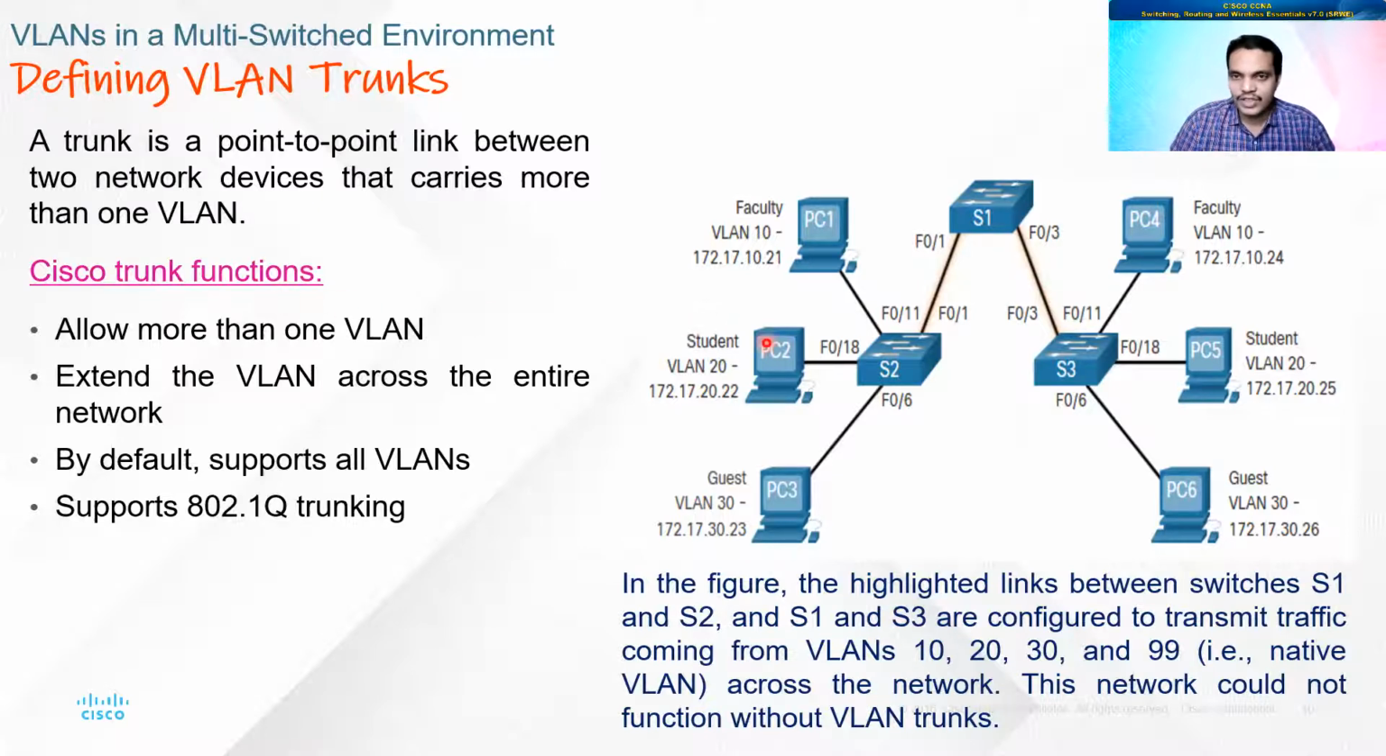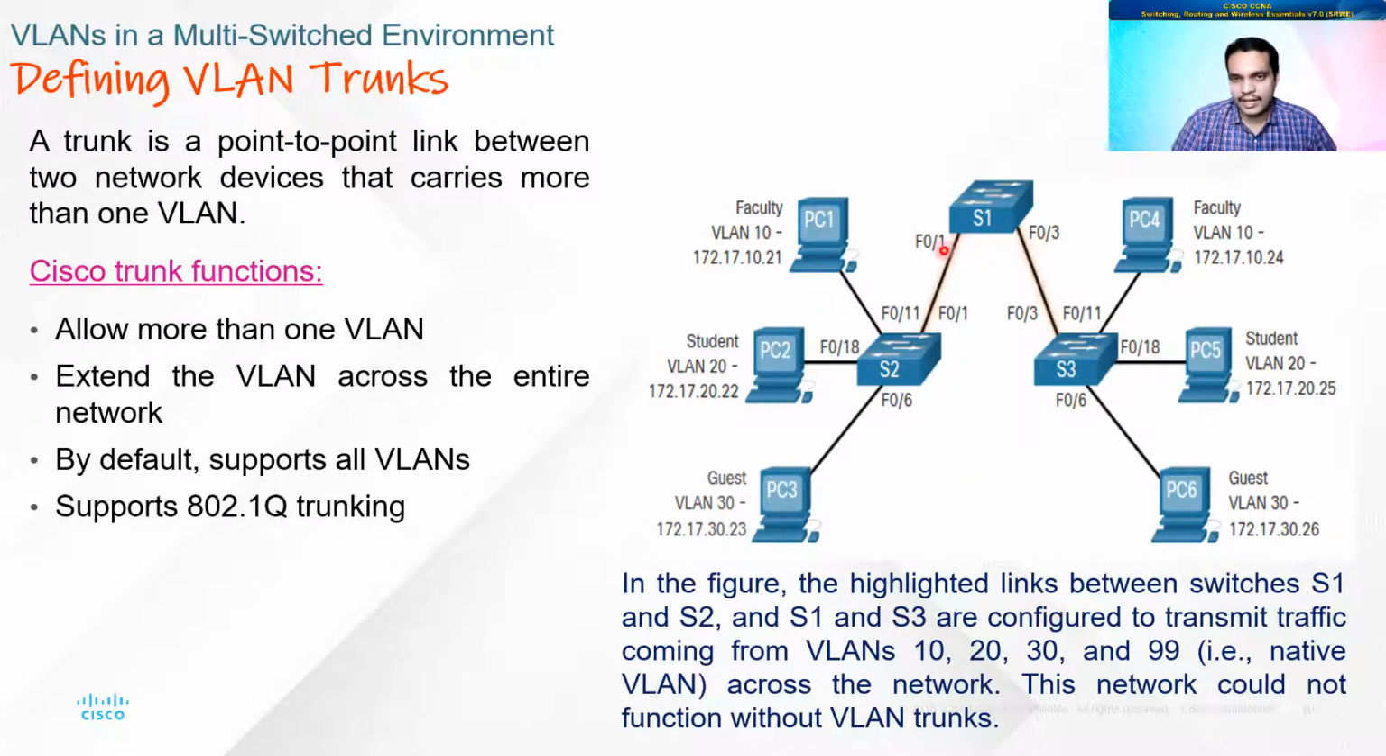Now, what are the trunk functions? It allows more than one VLAN. I just showed you 10, 20, 30. All these three are allowed, and any untagged traffic also it should allow. It extends the VLAN across the entire network, so not just within the switch, they can move from one point of the network to another point. By default it supports all VLANs, and you have different commands to change that also. And it supports 802.1Q trunking. We'll talk about that trunking and the 802.1Q encapsulation later on.